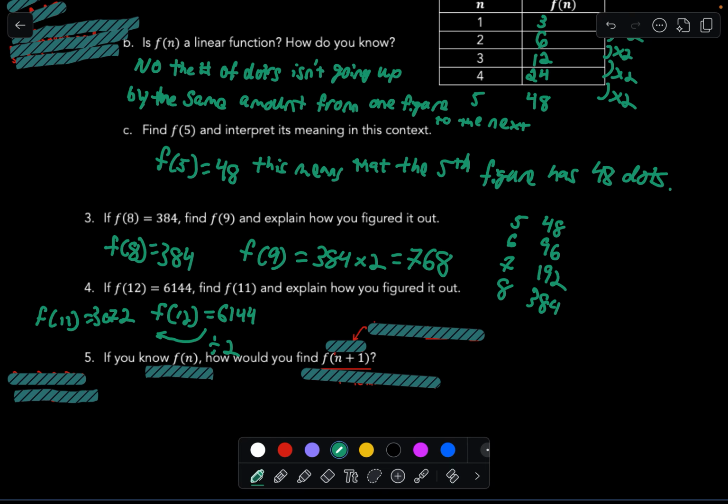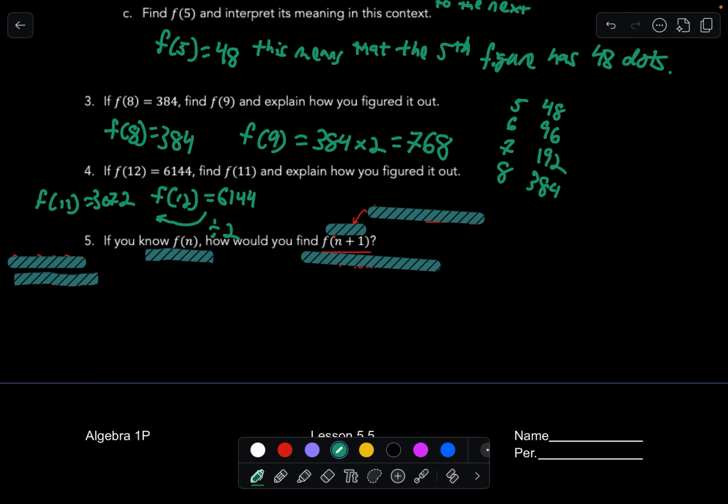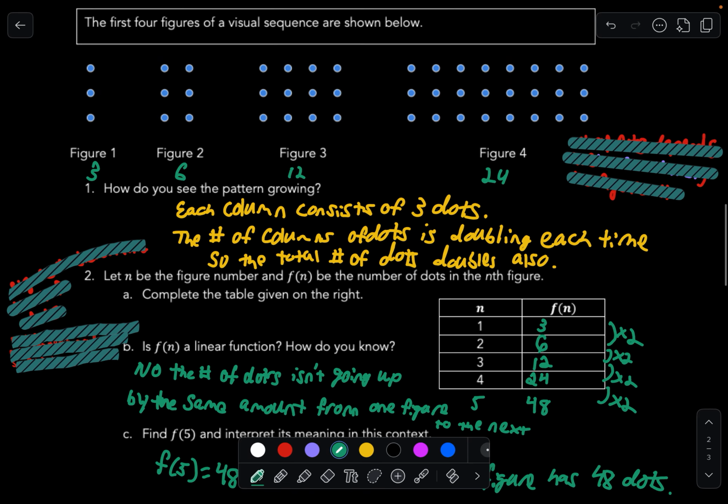So the next question talks about, if you know f of n, how would you find f of n plus 1? You would just double f of n, or multiply, because that's what doubling means, multiply f of n by 2. All right? So let's go back and I'll uncover some of the things that were written and we'll discuss it.